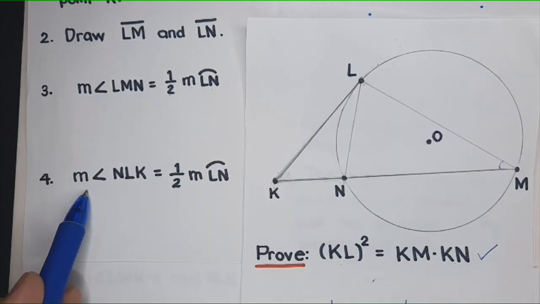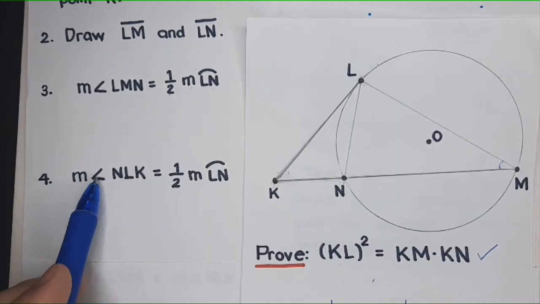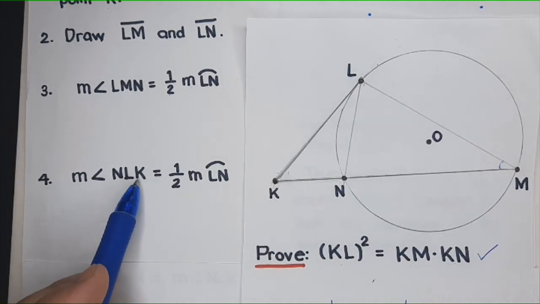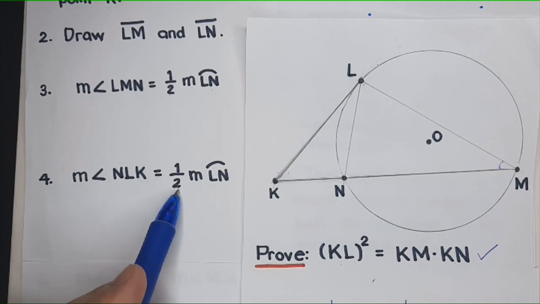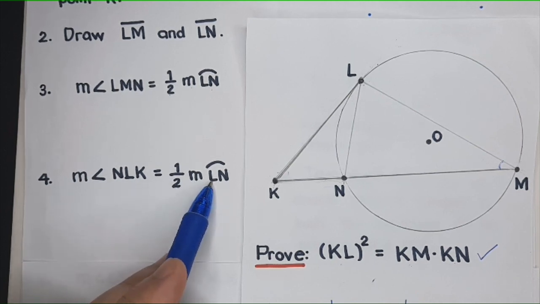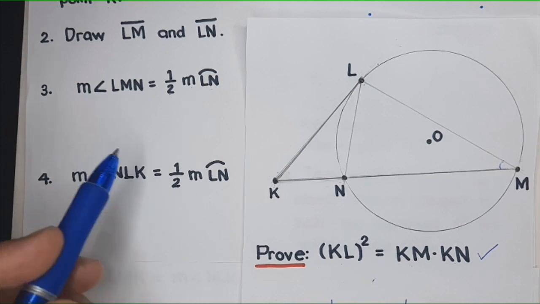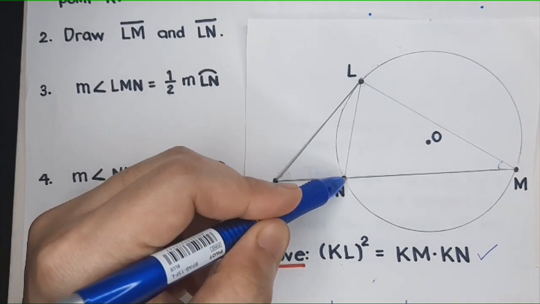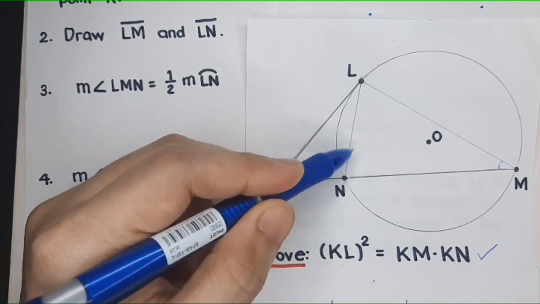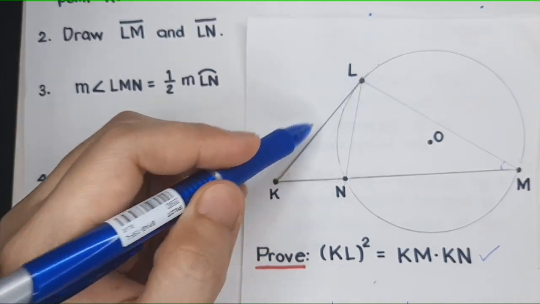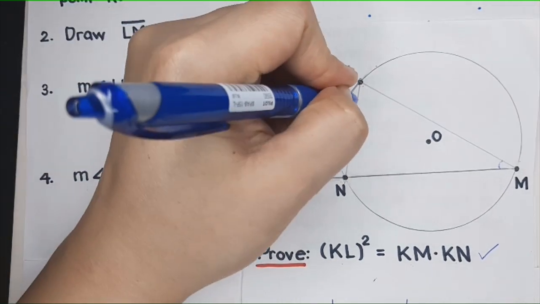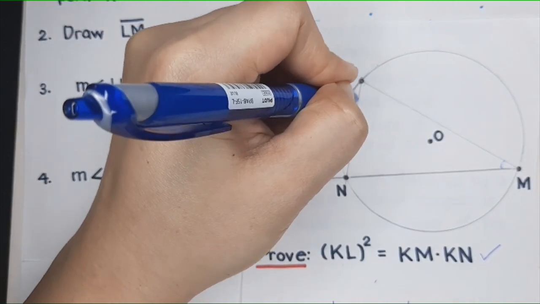Next. Okay, fourth statement. Measure of angle NLK is equal to 1/2 of the measure of arc LN. Where is angle NLK? So, N, L, K. So, this is this angle.